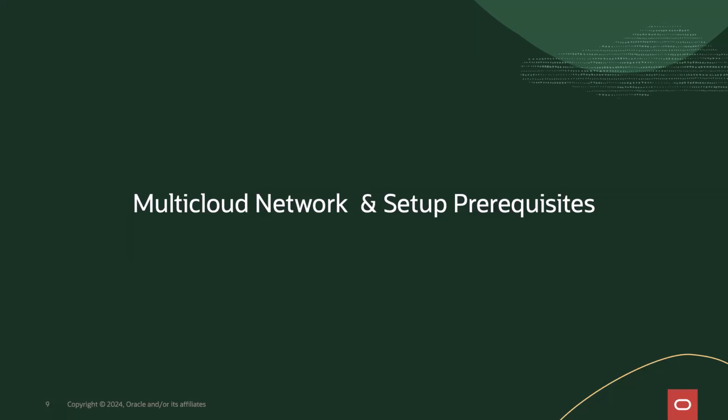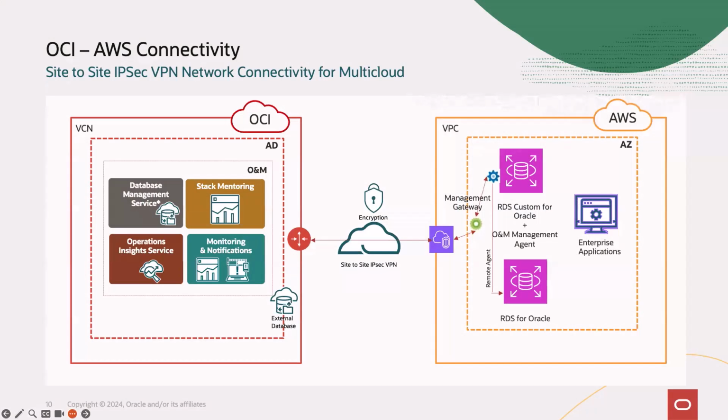So let's see the basic network setup prerequisites to connect the AWS databases to OCI Observability and Management. As more organizations adopt hybrid cloud architecture, it becomes crucial to establish a secure and reliable connection between the multi-cloud infrastructure and multi-cloud environments.